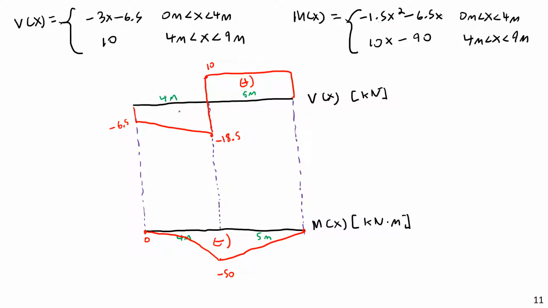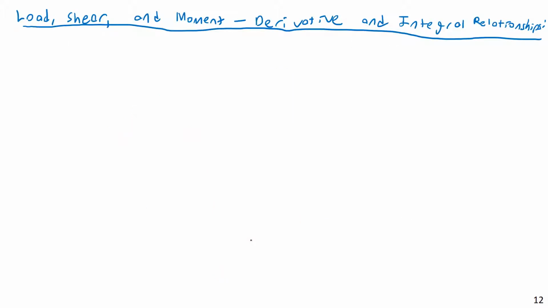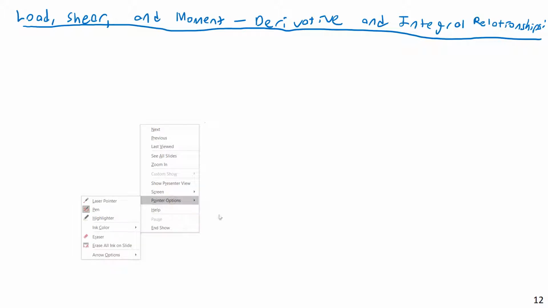Precisely because there is an integral relationship, there is an area relationship between these as well. In other words, the area under the shear function will give us the change in the moment function between 2 points, and the same thing between the load function. So I'm going to define 3 functions.